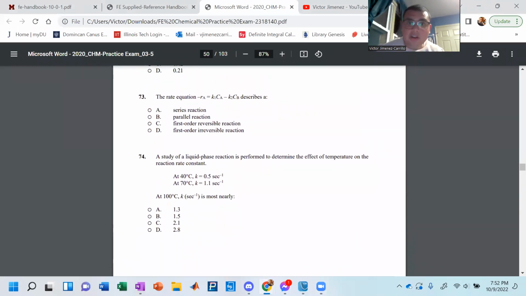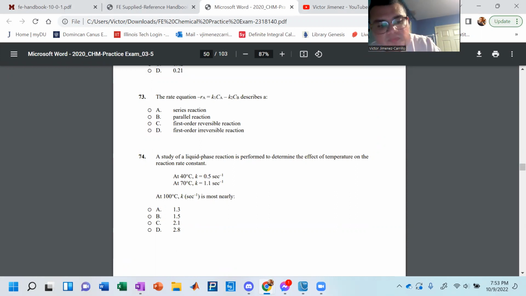73, the rate equation negative RA equals K1CA minus K2CB describes a series reaction. Well, no. Let me remind you that a series reaction is describing a reaction in steps where it's A yields B yields C. A goes to B, B goes to C, where you can model it as two separate reactions. And the rate doesn't look like that. You'll have RB equals K1CA minus K2CB. That's for a series reaction.